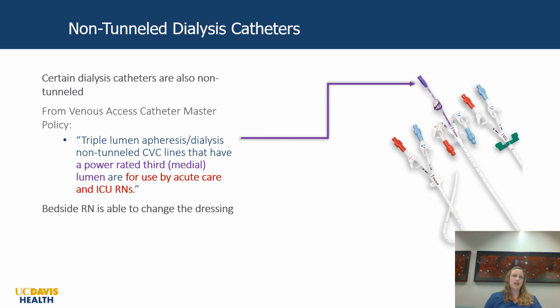Remember, the bedside nurse is able to change the dressing as these lines are considered non-tunneled central lines. So you're going to utilize the same process and frequency previously mentioned for our non-tunneled central lines. So if your dressing needs changed as it's been 96 hours or the integrity is compromised, part of the dressing is peeling up, you want to do so in a timely manner to prevent that catheter from getting a catheter-related infection. So just know that you, as the bedside nurse, can change the dressings on these catheter lines.